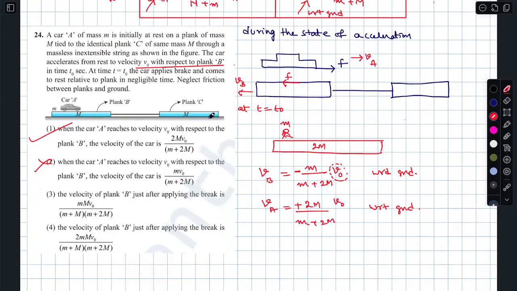Read the question carefully. When the car A reaches velocity V naught with respect to the plank, there is a comma here. The velocity of the car is with respect to ground. If nothing is specified, that is with respect to ground.